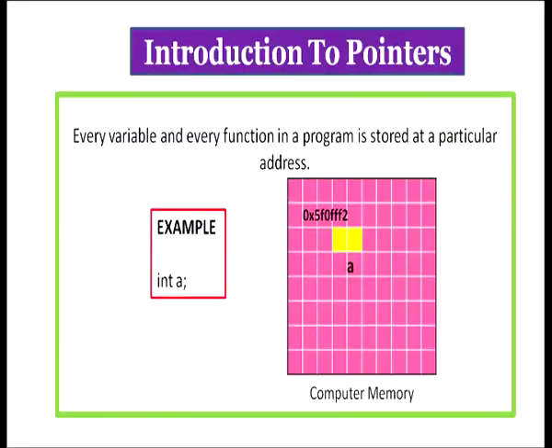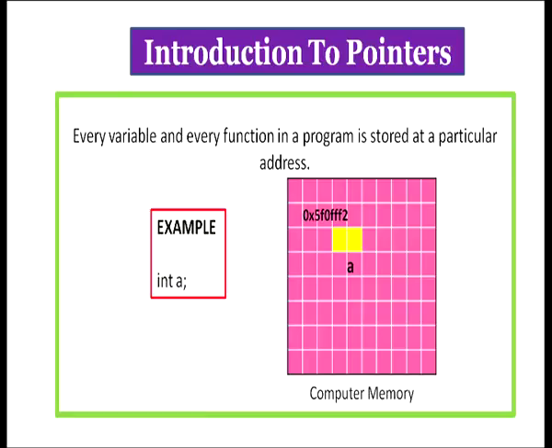Till now, we were accessing the value of a variable by its name. Whenever we declare a variable, a size of memory according to the data type of the variable is allocated, and this memory is referred to by the name of the variable. So, let us take an example. If we have declared a variable a of type integer, then 2 bytes of memory is allocated, and this memory has a certain address, and this memory will be referred to by the name a.